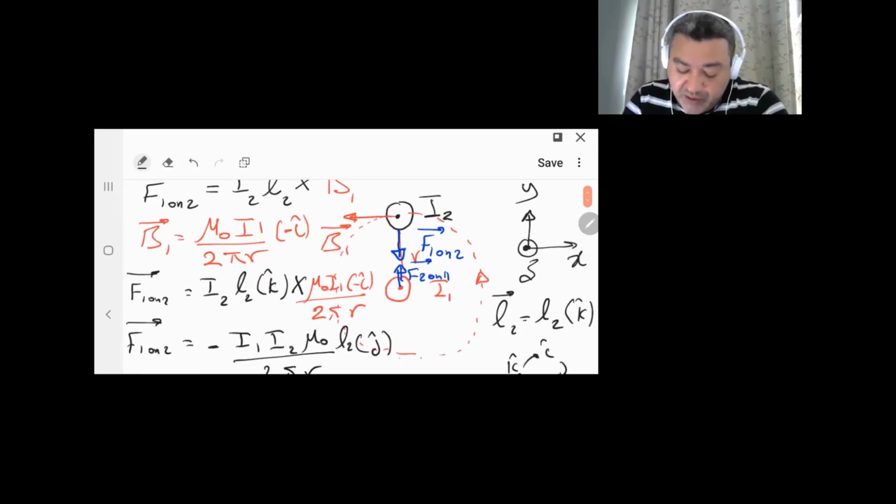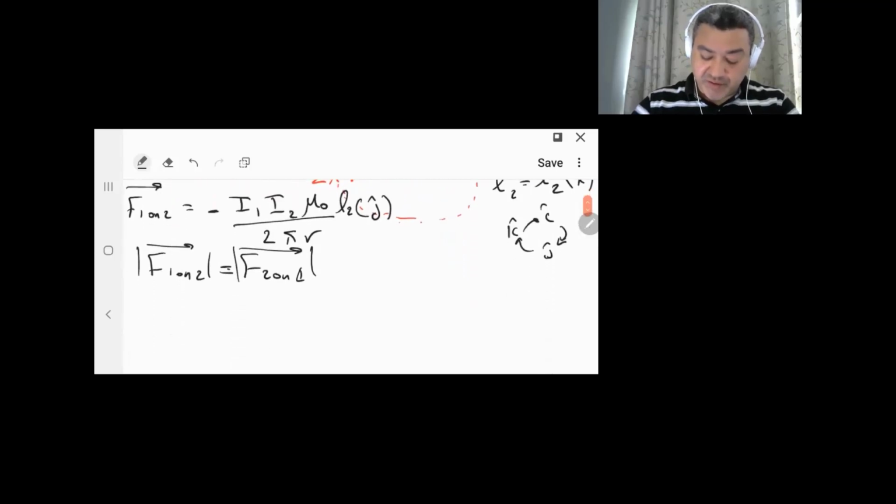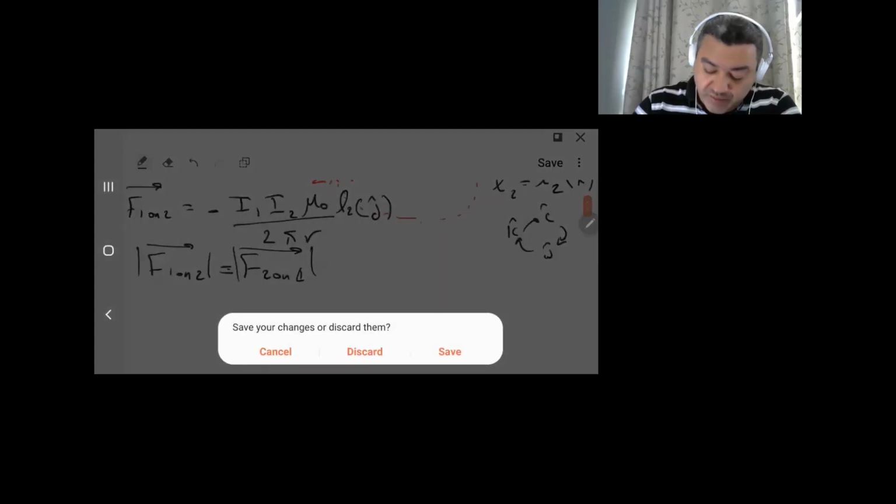So what can we learn from this problem? If we have two parallel wires with two currents going in the same direction, the magnetic force would be attractive. They will be attracting each other. If we have currents in a parallel orientation going in opposite directions, then the force will be repulsive. They will be repelling each other. Any questions so far? Okay.